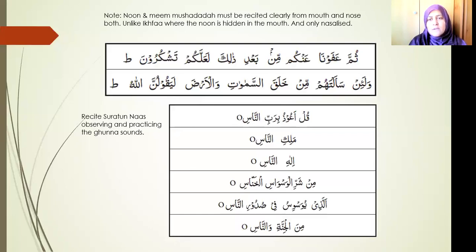So the first sentence here, we have to look for all the rules that we've done so far. So I can see an ikhfa in the word عنكم. So let's recite. ثم عفونا عنكم من بعد ذلك تشكرون. And we had an iqlab there as well. So who would like to unmute and recite that line?